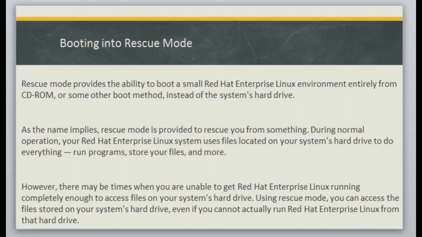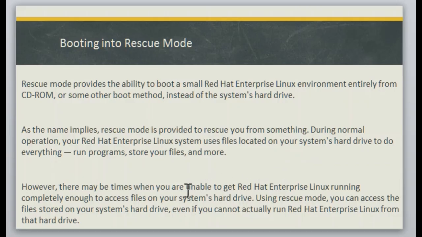So rescue mode provides the ability to boot a small Red Hat Enterprise Linux environment entirely from CD-ROM or some other boot method instead of the system's hard drive. As the name implies, rescue mode is provided to rescue you from something that happened. During normal operation, your Red Hat Enterprise Linux system uses files located on your system's hard drive to do everything: run programs, store your files, and more. However, there may be times when you're unable to get Red Hat Enterprise Linux running completely enough to access files on your system's hard drive.